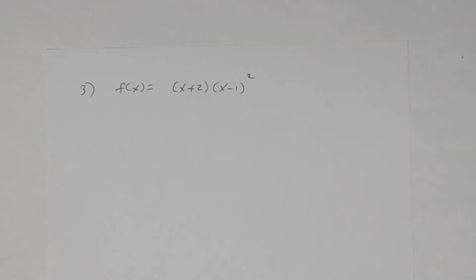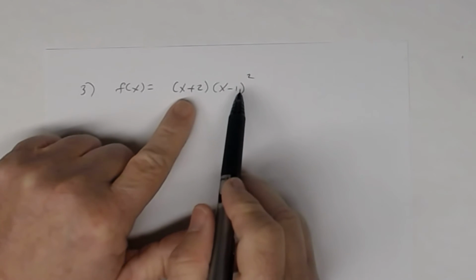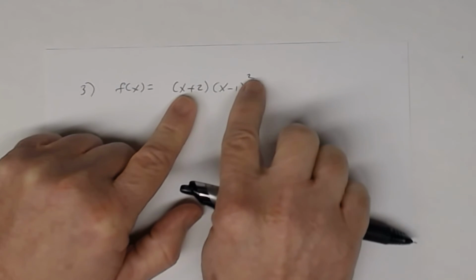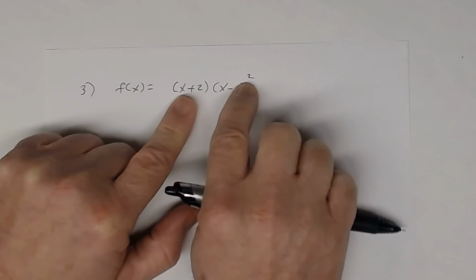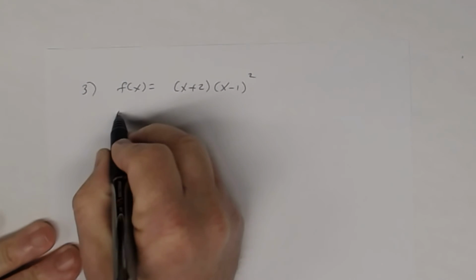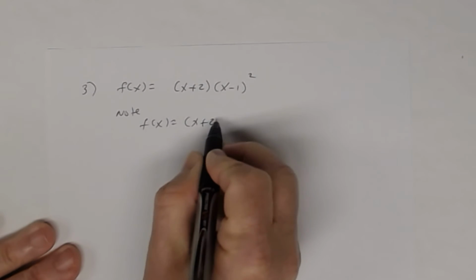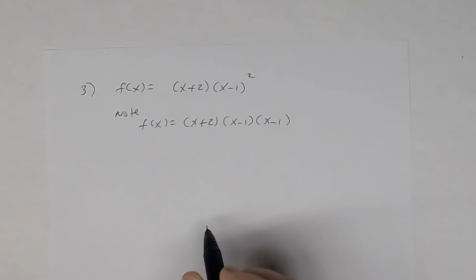Number 3. All right, so number 3, we have this function. We have (x + 2)(x - 1) squared. So I want you to really notice that there are 3 factors here, and not 2. There are 3 because this (x - 1) is listed twice. See that? So f(x) = (x + 2)(x - 1)(x - 1). So there are really 3 factors, right?